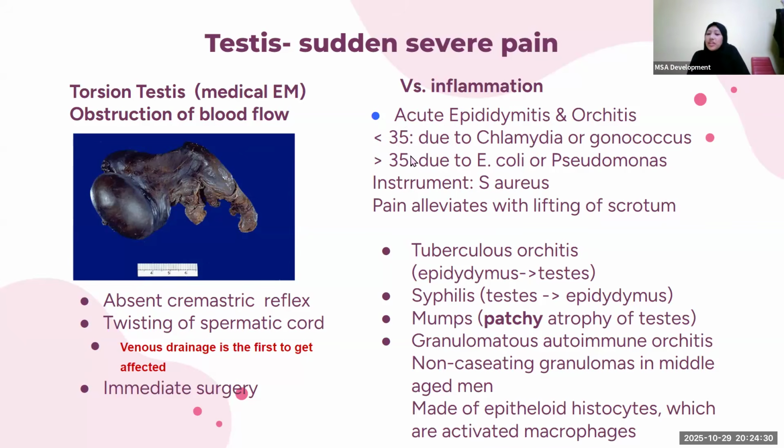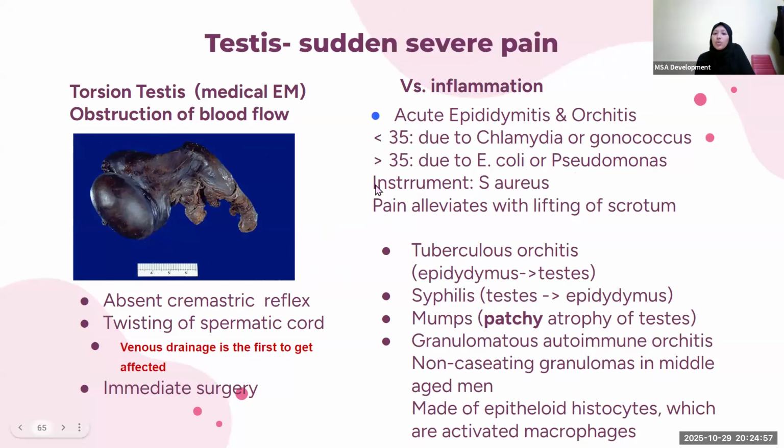Okay, so more than 35 years of age could be E. coli, Pseudomonas due to infections in the abdomen. It can go into the blood and so on. Less than 35 are the STIs, chlamydia and gonorrhea. Using instruments for the testis for surgery or anything like that can introduce Staph aureus sometimes due to skin manipulation. And yeah, they will still have the reflex.